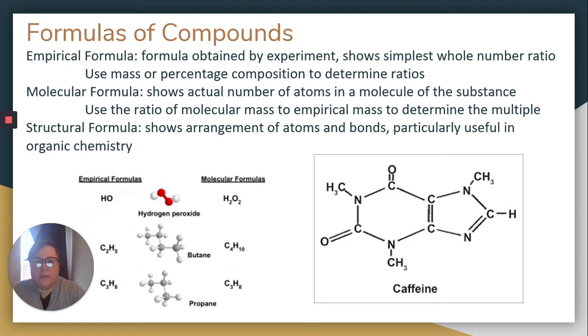A structural formula shows the arrangement of the atoms and the bonds. So here you can see the structural formula of caffeine. And then you have a ball and stick model of these different compounds. You have an empirical formula of HO, but a molecular formula of H2O2, so it's hydrogen peroxide. So structural formulas we really won't get into in this unit. We'll save that for later. We're really going to focus in on the empirical and molecular.